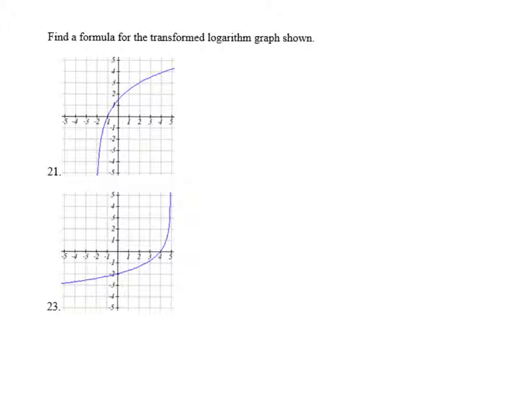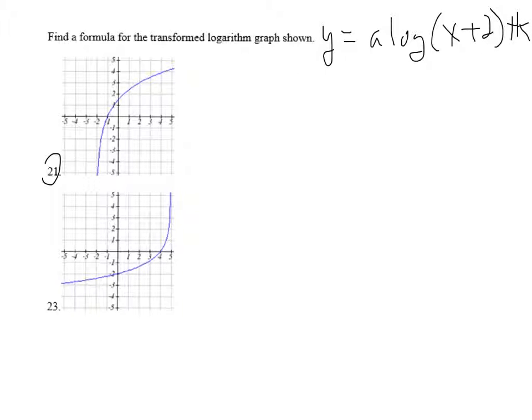So I'm seeing a log for number 21 here. I'm seeing a log function that's just been slid to the left too. It doesn't look like it's had any reflection done on it. So I'm going to write y, or f of x, equals a times the log of x. Remember, it's been shifted left 2, so I'm going to write plus 2, plus some number k. See if there's a k.